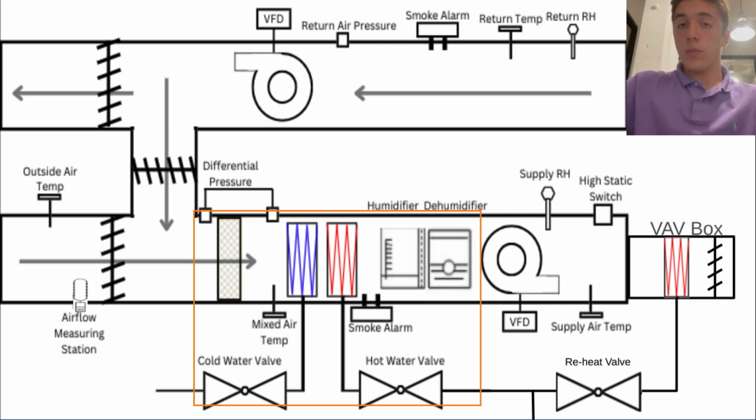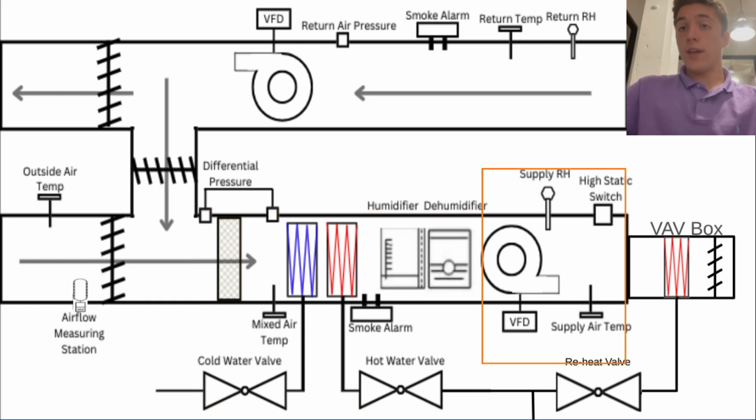We have a smoke alarm just to make sure there's nothing bad that's coming in from outside. We have a humidifier and dehumidifier just to keep the air within the set points for humidity. Then we have our fan that's drawing the air in and pushing it out. Then we have our supply humidity that's going to measure the air just to make sure that it's within the set points. Supply air temperature, again, just to measure that it's within the set points.